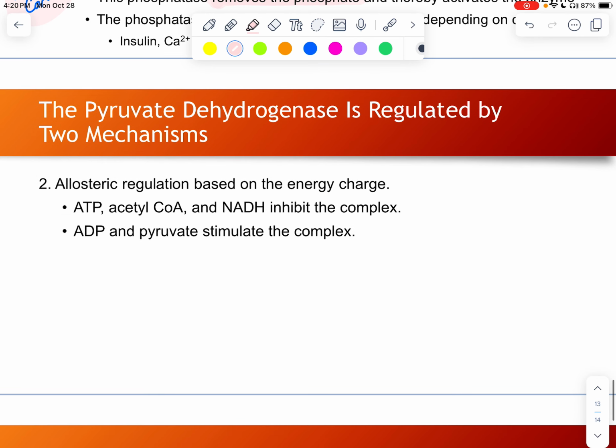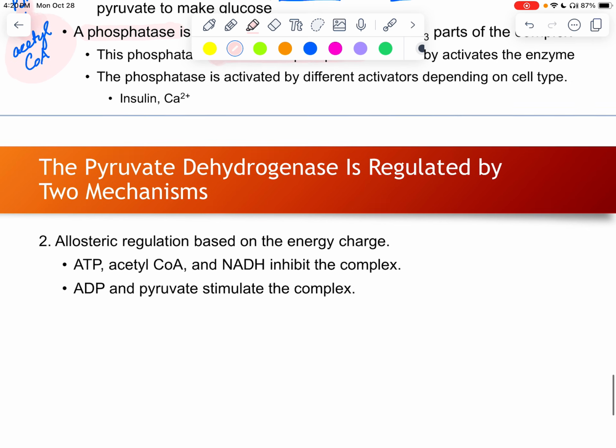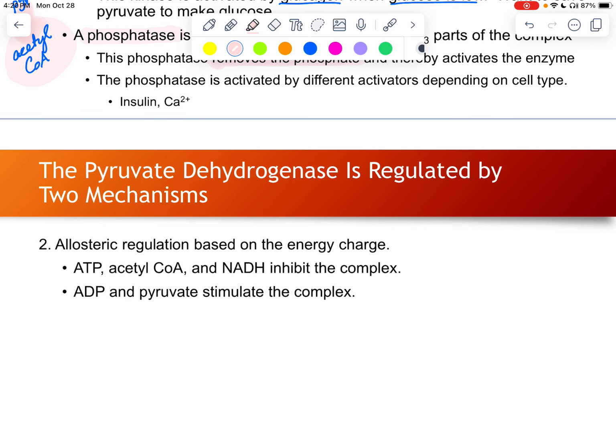The other way is allosteric regulation based on the energy charge. If we've got plenty of energy, we do not need to make more energy. So we have high levels of ATP. We've already got a bunch of acetyl-CoA or NADH. Those are going to inhibit the PDH complex. We don't need to keep doing that. We should instead maybe build up our glucose stores, our glycogen stores. On the other hand, if we have low energy, then those will stimulate the complex, and we'll see it move forward.